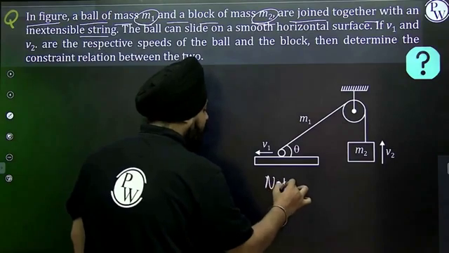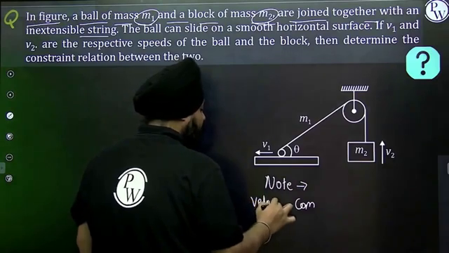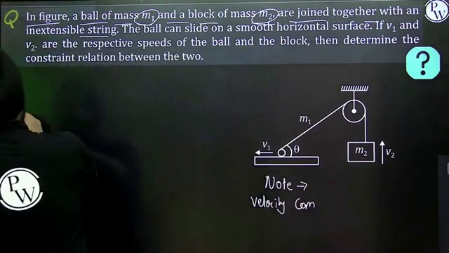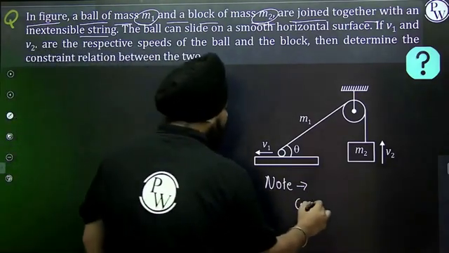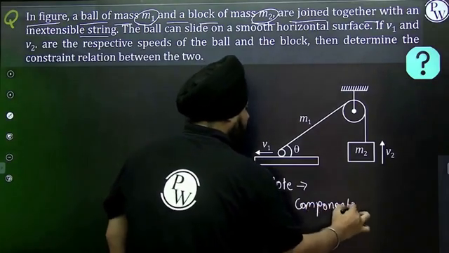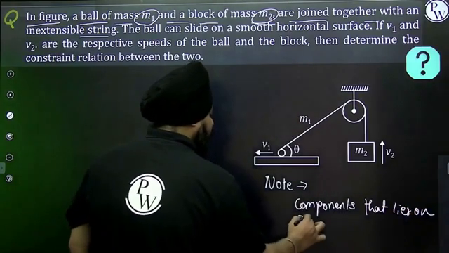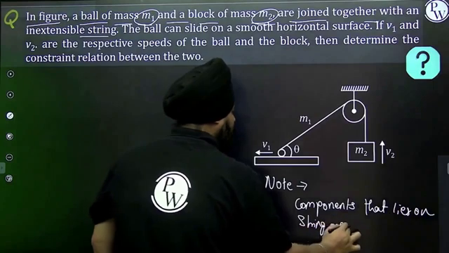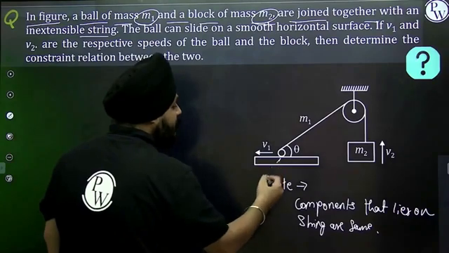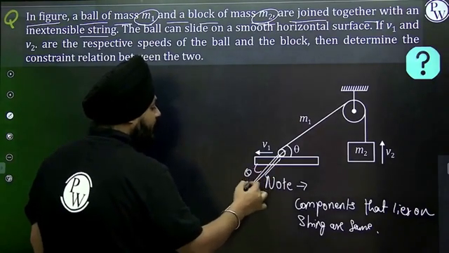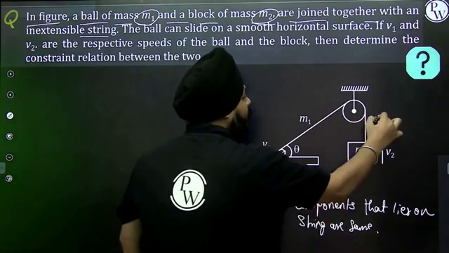Simple. How to solve this sum? Note: the velocity components, or you can say the parameters, it can be anything, we are just simply defining them as components that lie on the string, and they are the same. So suppose v1 is in this direction, I'm extending this line, so this will be theta. So the component will be v1 cos theta. This is v2, right?